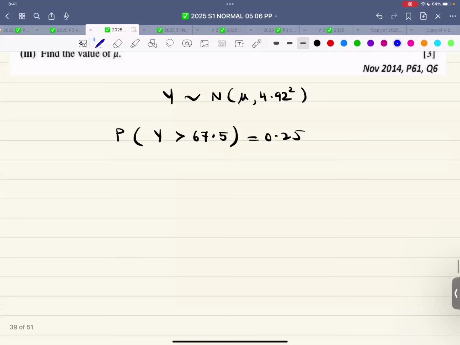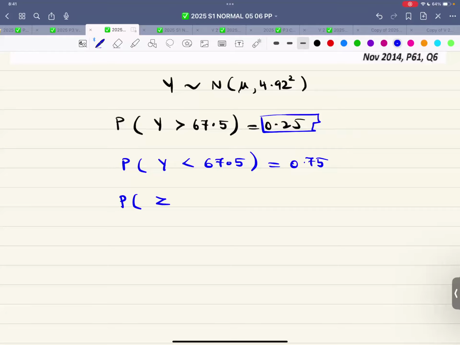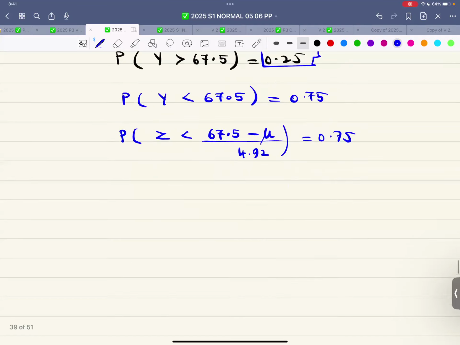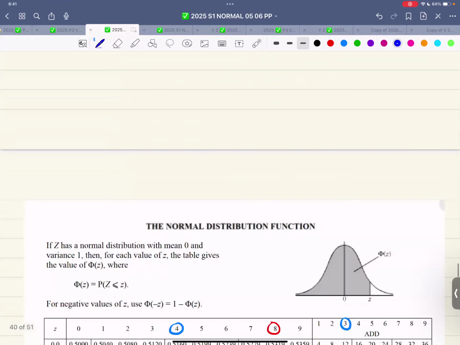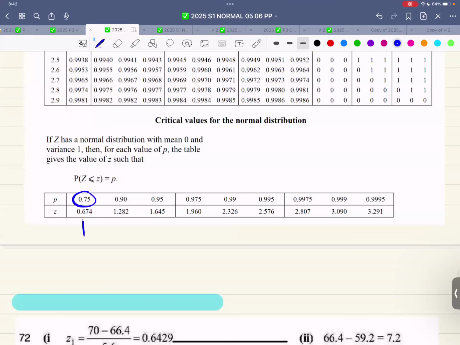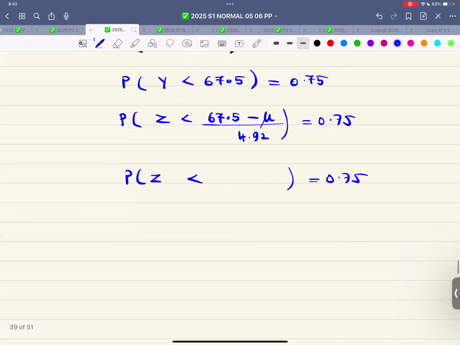What is the issue over here? The issue over here is this probability is lesser than 50%. Flip, subtract the probability from 1. Y lesser than 67.5 is 0.75. Probability Z is lesser than 67.5 minus mu divided by 4.92 is 0.75. Probability Z is lesser than something is 0.75. Go to the table, go to the strip. For 0.75, this is the Z value, that is 0.674. So this is 0.674, and because of the lesser sign, this is positive.